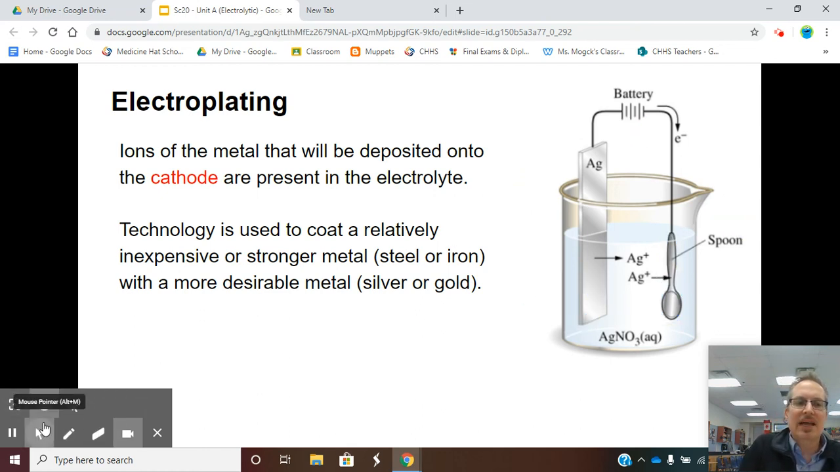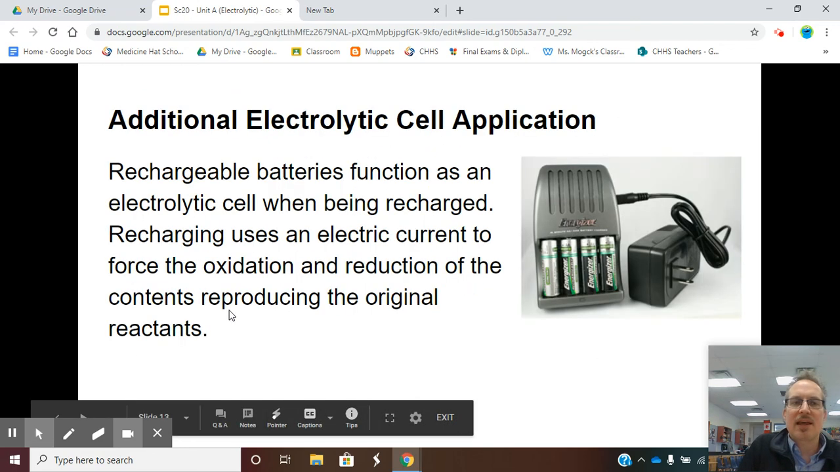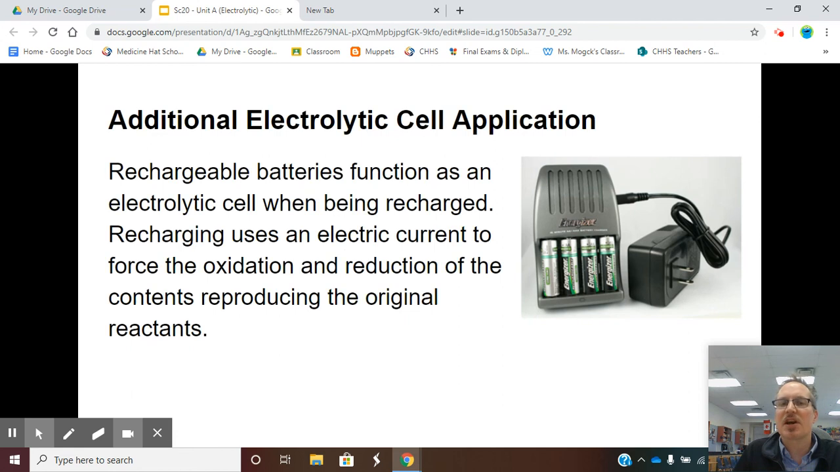Now, the last thing I want to talk about is one more application of electrolytic cells: rechargeable batteries. They function as an electrolytic cell when they are actually being recharged, meaning when we are pumping electrons into them. We use these to pump the electric current to force oxidation and reduction to go back to the original reactants.